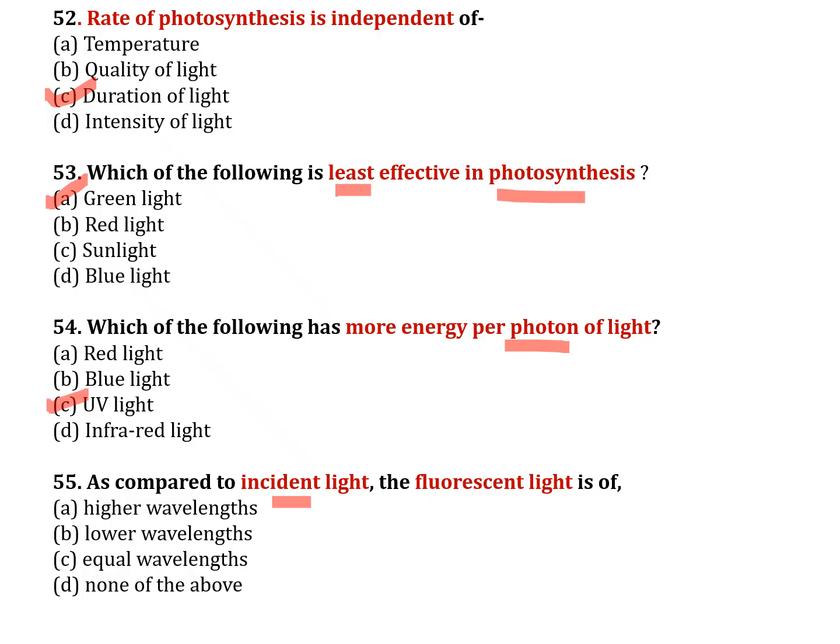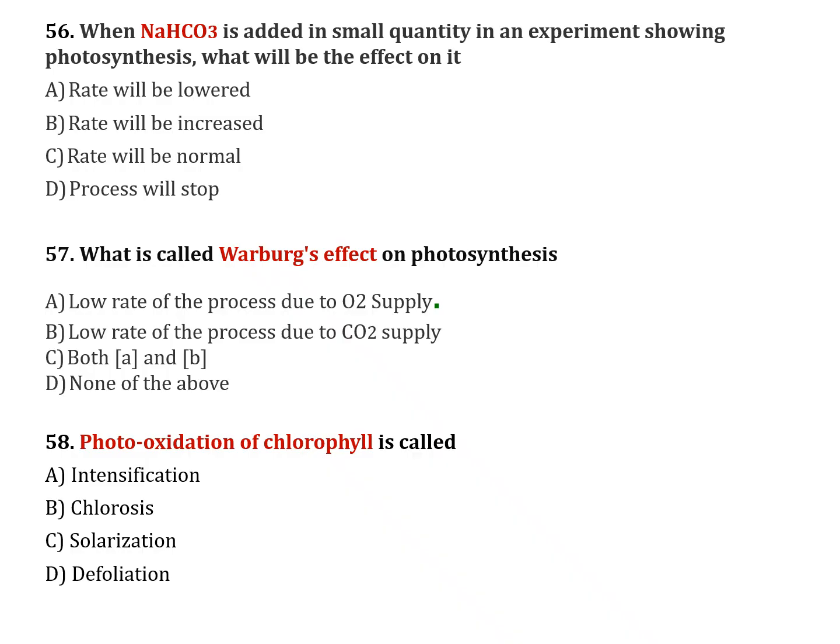As compared to incident light, fluorescent light is of option A, higher wavelength. Option B, lower wavelength. Option C, equal wavelength. Option D, none of the above. Correct answer is option A, higher wavelength. The next question number 56.